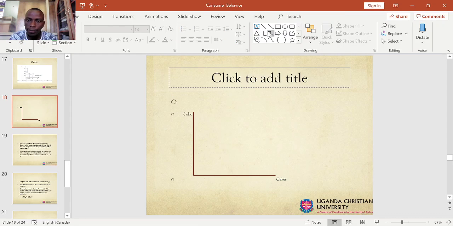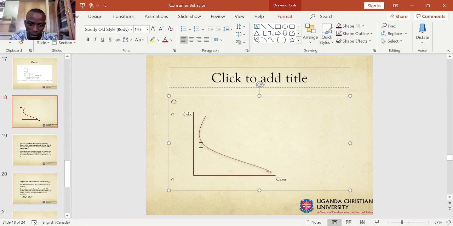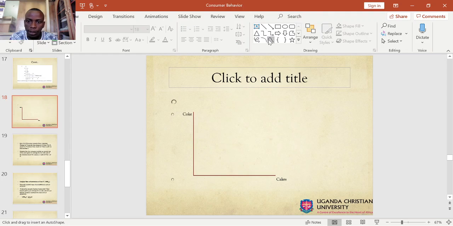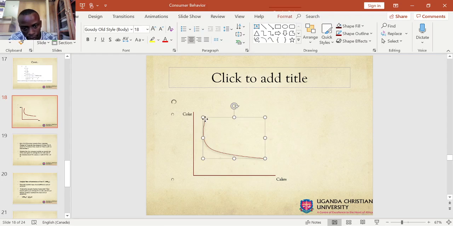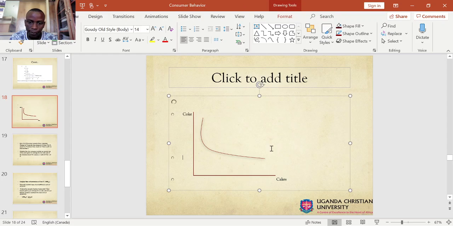Let me try to draw this curve. Alright, so this is my curve.